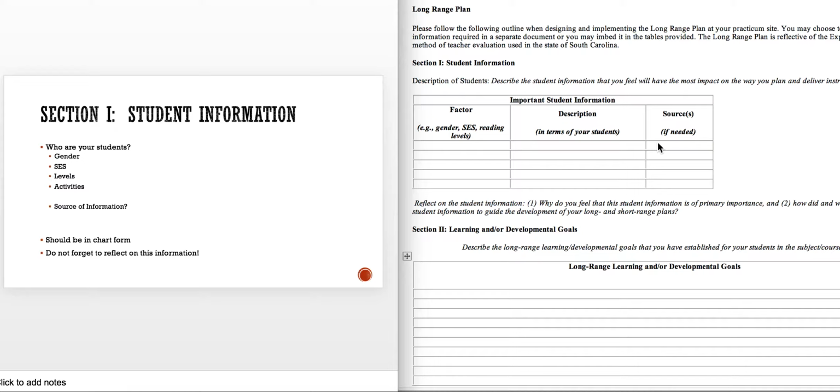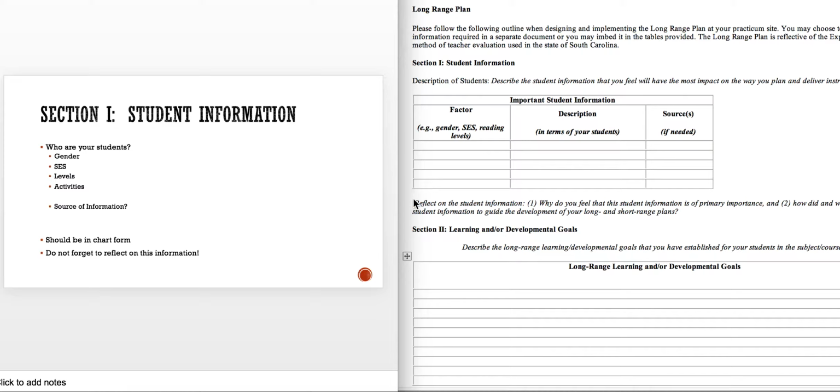So you're going to want to list, was it through observation? Was it through records? For example, reading levels may come from student records. Did you get it from the cooperating teacher? So you want to talk about who or where you got this information from. Try and organize this in a chart form. Makes it easier for you to understand and anyone who's looking at your long-range plan to understand.